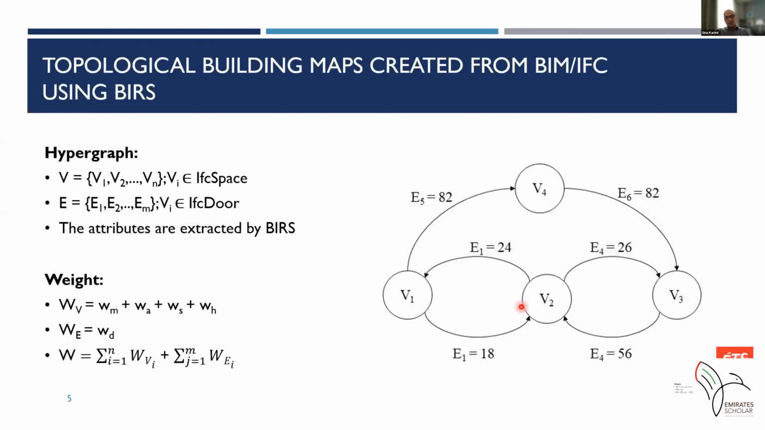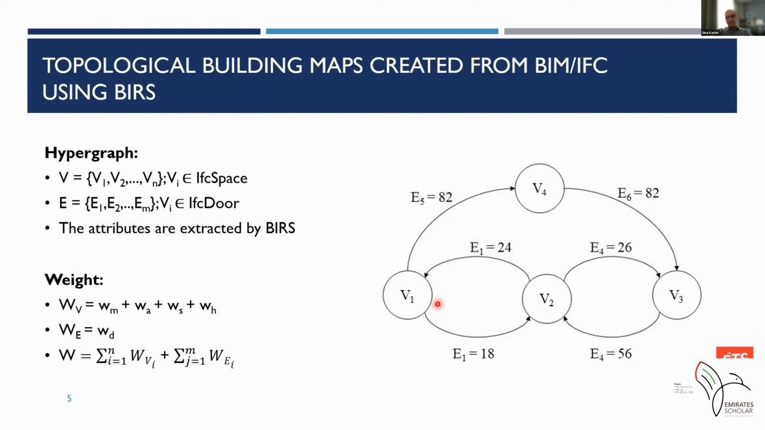How do we do it? For each node, we have different weights, such as weight of material, weight of area, weight of scanning age, and a weight of hazard or safety to the robot and construction workers. Also, for the weight of edges, we assign the door swing weights to edges, and the total weight for the transition from one node to the other one is the sum of nodes and edges weights.